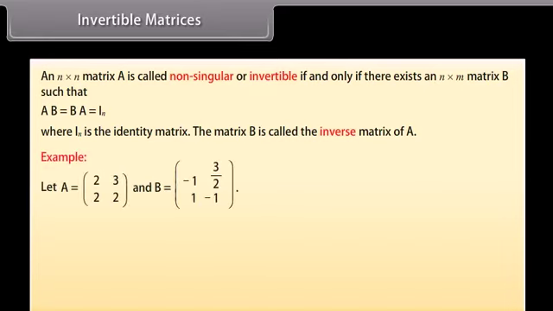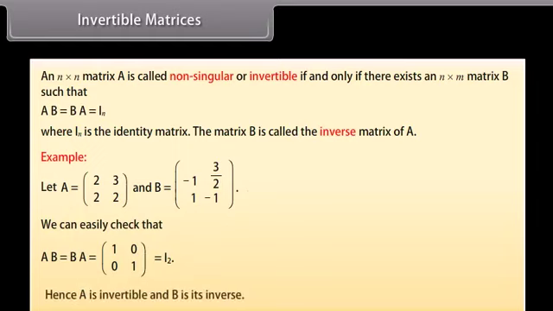Look at this example. Here A and B are given. We can easily check that AB is equal to BA is equal to the identity matrix. Hence A is invertible and B is its inverse.